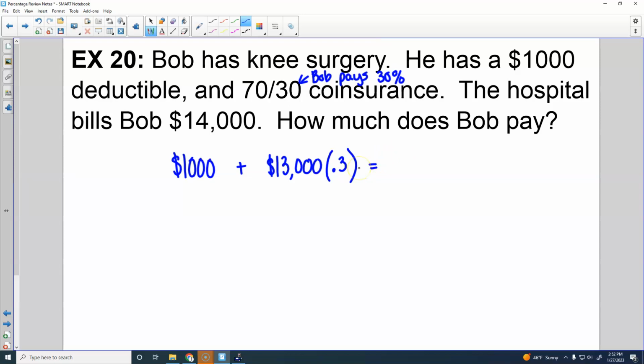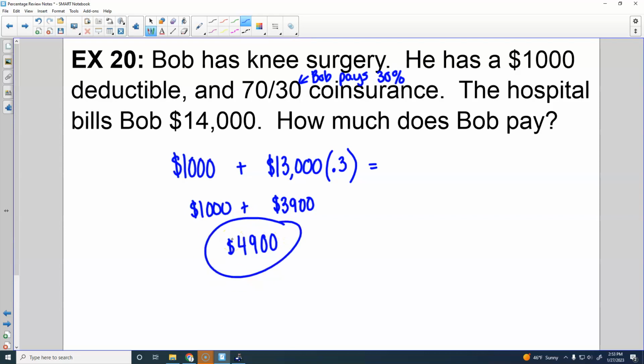Okay, I think that's the second part. Yeah, so we'll have 1,000 plus this part right here is going to be 3,900. If you do it in pieces, you'll get the 3,900, but then you have to add the 1,000 to it. And if you go straight to the answer, that's fine. That's good. So 4,900 for a knee surgery is how much Bob would pay with insurance.